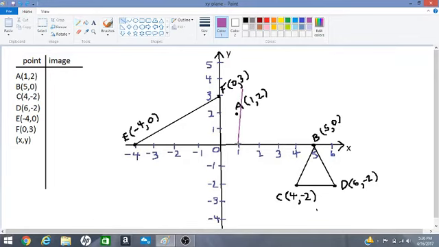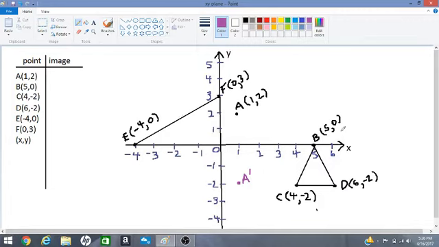The reflection happens along a vertical line. Okay. And the image is the same distance away from the x-axis as the object. So A prime would be down here. Okay, located at 1, -2.